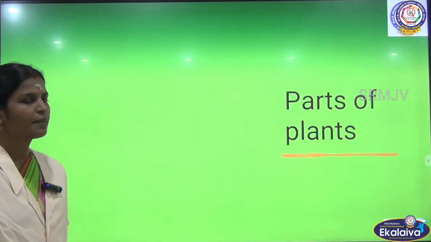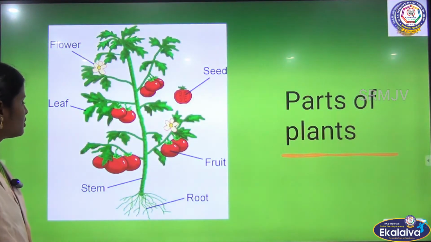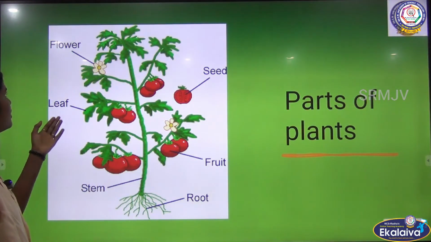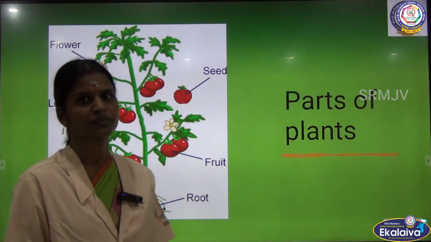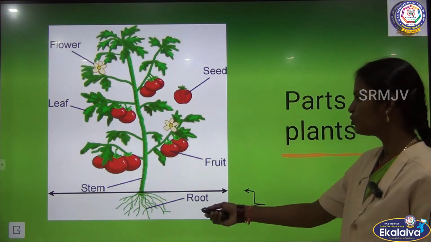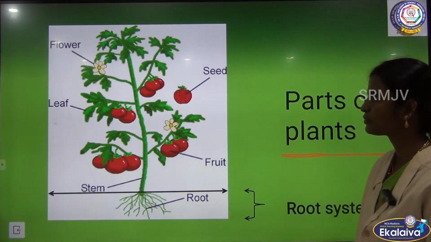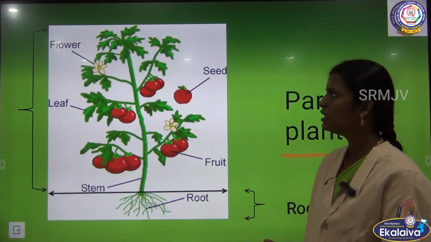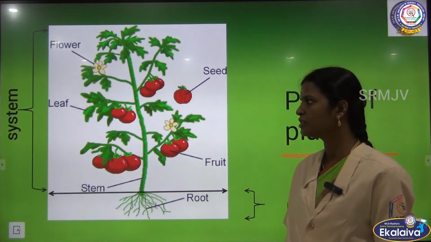Now let us see the parts of plants. So in a plant we have root, we have stem, we have fruit, we have leaf, flower, and inside the fruit seeds are present. Here below the soil the root grows and that is called as root system. And above the ground we have stem, fruit, leaf, branches, flowers, and they are called as shoot system.